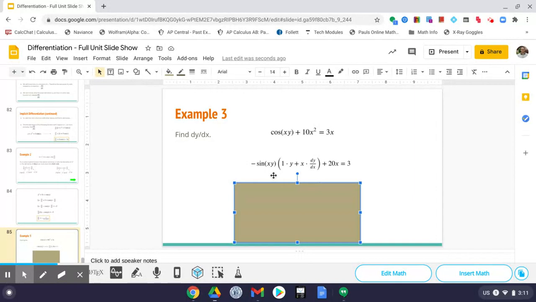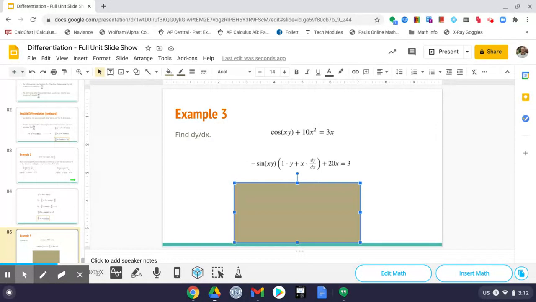Well, if I take the derivative of x multiplied by y, I have to use the product rule. So the product rule says to take the derivative of x, which is equal to 1, and multiply it by the second piece, which is just y by itself. Then take the derivative of the second part, which is y, so I get the dy dx, and multiply it by the first part, which is just x. So the derivative of the product x multiplied by y, using both the product rule and implicit differentiation for the y piece, is y plus x dy dx. The derivative of 10x squared is just 20x, and the derivative of 3x is just 3.